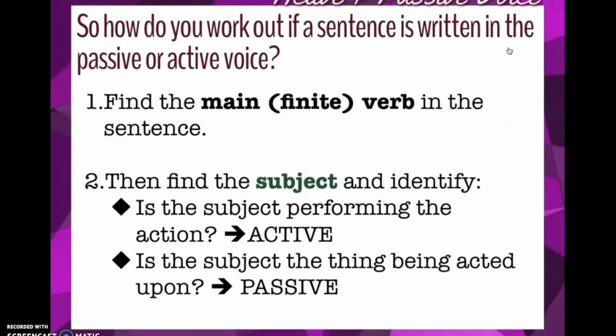So how do you work out if a sentence is written in the passive or active voice? Number 1, find the main verb in the sentence. Then find the subject and identify, is the subject performing the action? If it is performing the action, then it is active. And then, for passive, ask yourself if the subject is the thing being acted upon. Then it is passive. If the subject's not actually doing anything, it's going to be passive.